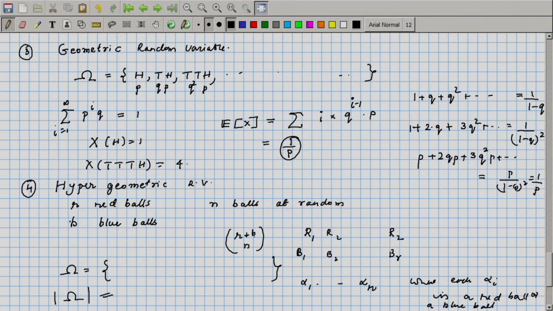Now, we could define a random variable on this probability space. The random variable that we are interested in is the number of red balls when we choose n balls at random without replacement.